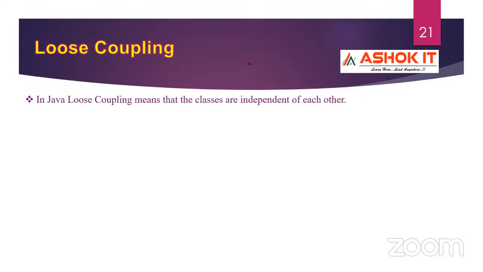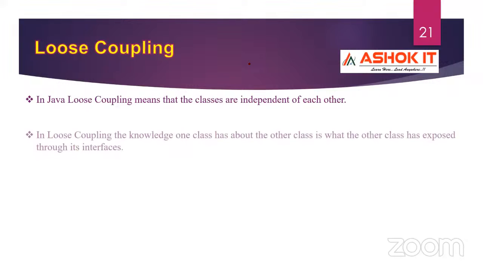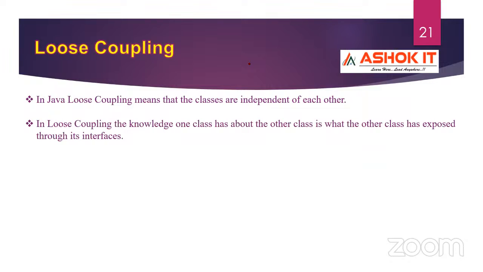How do the classes become independent of each other, guys? You do not need to create a Java class, and you do not need to extend or implement any third party related classes. Those classes become independent of each other. In loose coupling, the knowledge that one class has about another class is only what the other class has exposed through the interfaces.